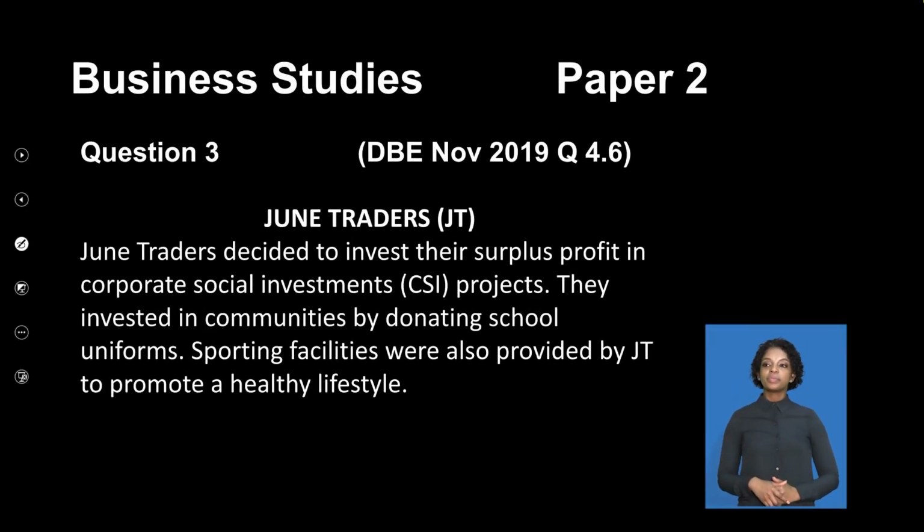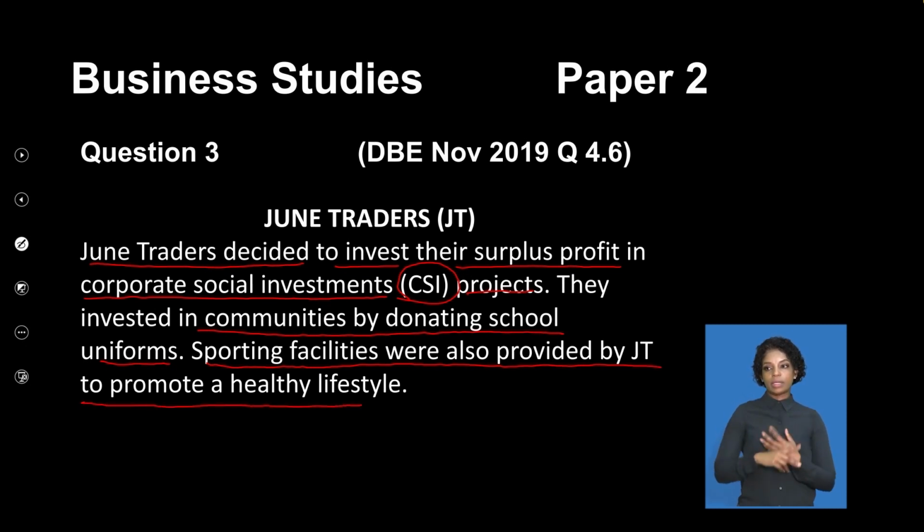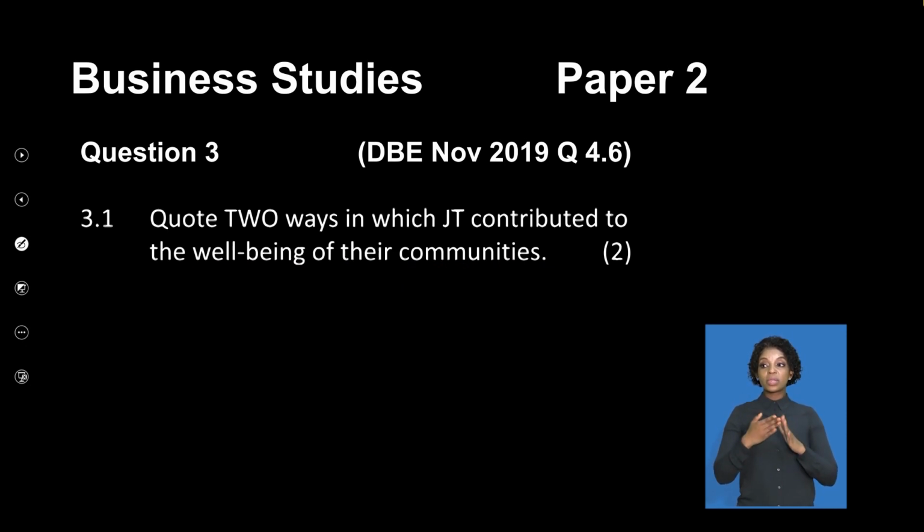So we have: June Traders has decided to invest their surplus profits in corporate social investments, or CSI projects. They invested in communities by donating school uniforms. Sporting facilities were also provided by JT to promote a healthy lifestyle. All right, so the first question is, quote, 2 ways in which JT contributed to the well-being of their community.